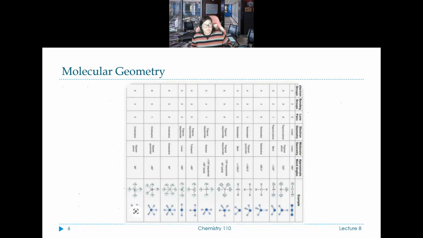Molecular geometry. Okay, this table is sideways, so it's a little awkward to look at, but hopefully you can flip your printouts or turn this in Adobe to look at it. This talks about electron groups, bonding groups, lone pairs, electron geometry, molecular geometry, and approximate bond angles, and then gives you some examples. So it shows you a Lewis structure example, and then what we call a space-filling model example.